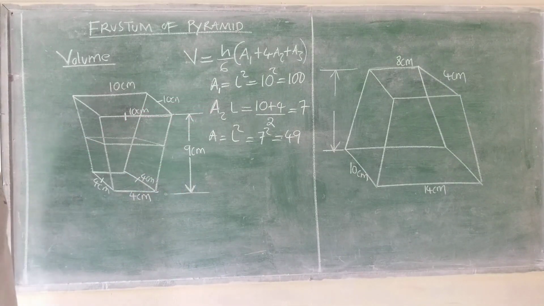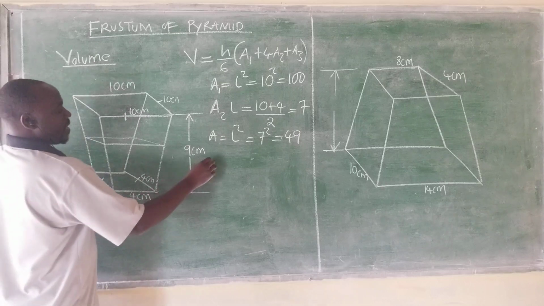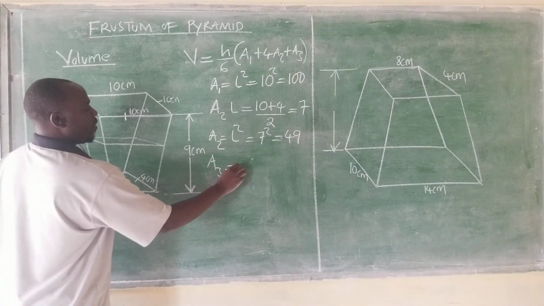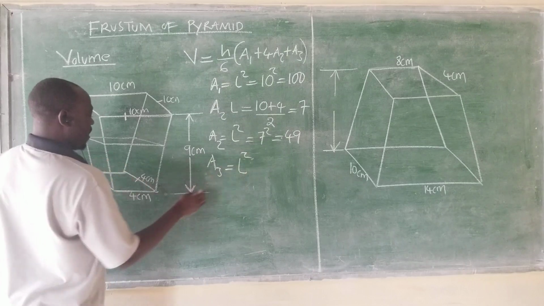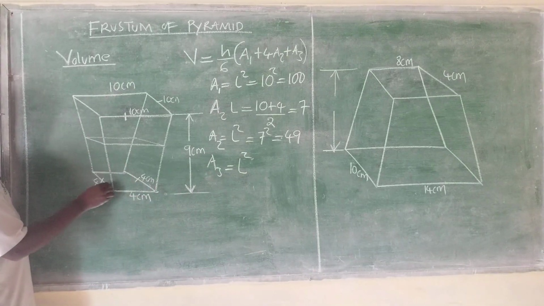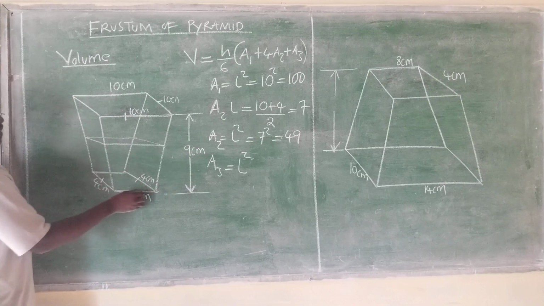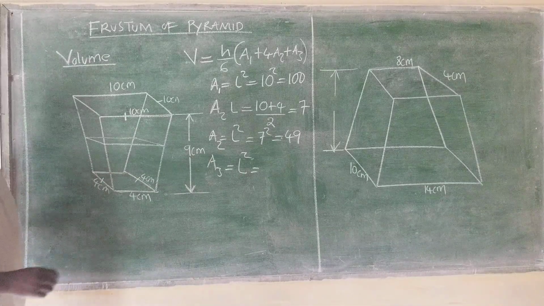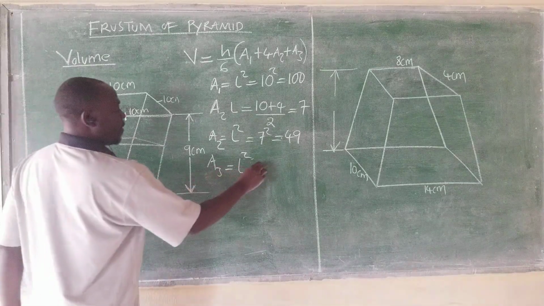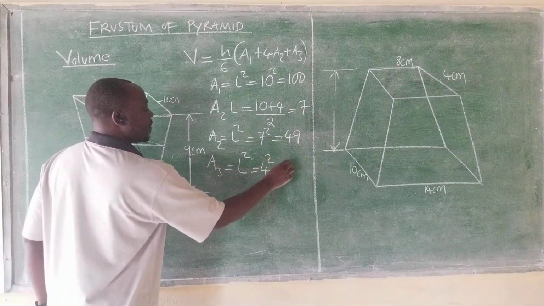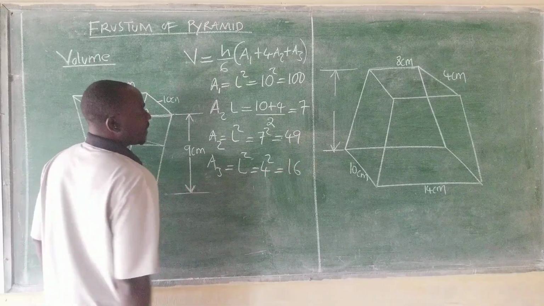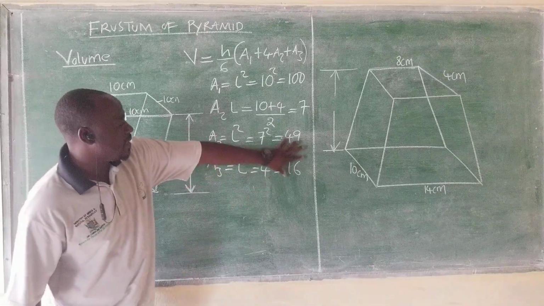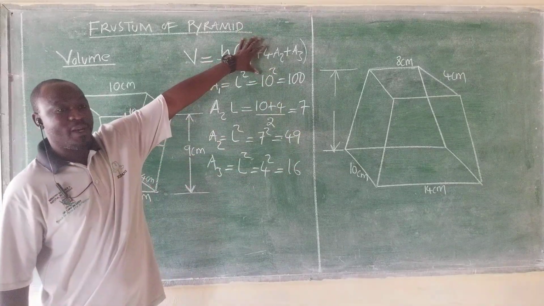We now go to area 3. This is area 2, let me indicate. Area 3 is straightforward. It's just L squared, the area for the bottom, the square for the bottom, which is going to be 4 squared. 4 squared equals 16. Perfect.